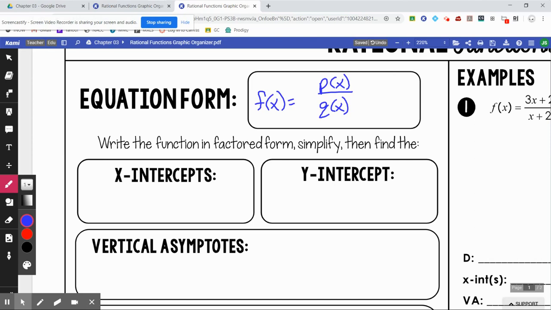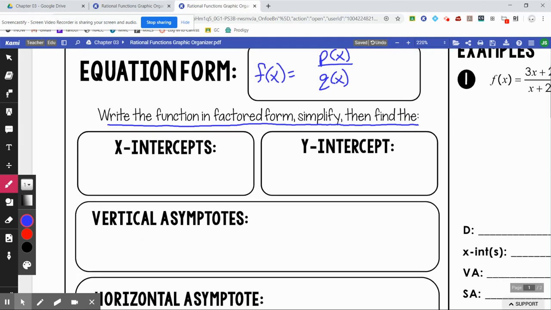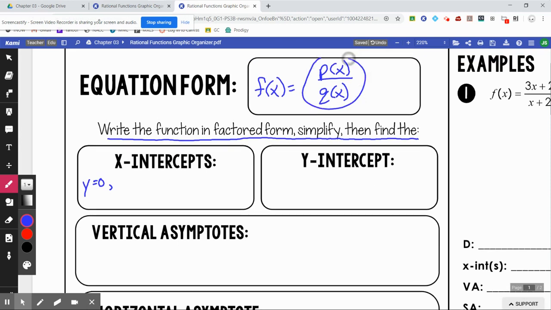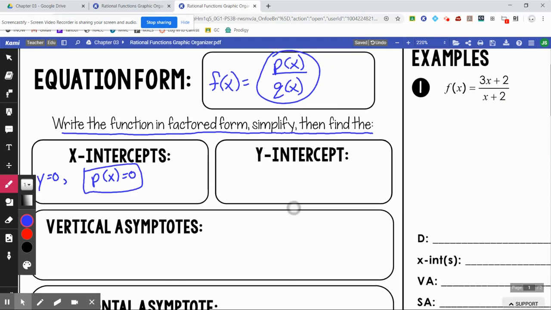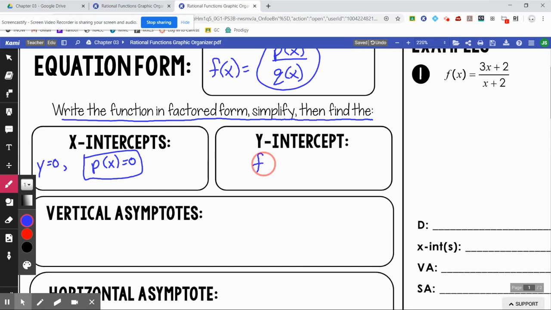We're going to take that, write the function in factored form, and simplify, then find the x-intercepts. The way we're going to do that is set y equals 0, plug in 0, and since it's rational, the only way that could be true is if the top is equal to 0. So you can actually just do p of x equals 0. To find the y-intercept, we're going to just find f of 0.